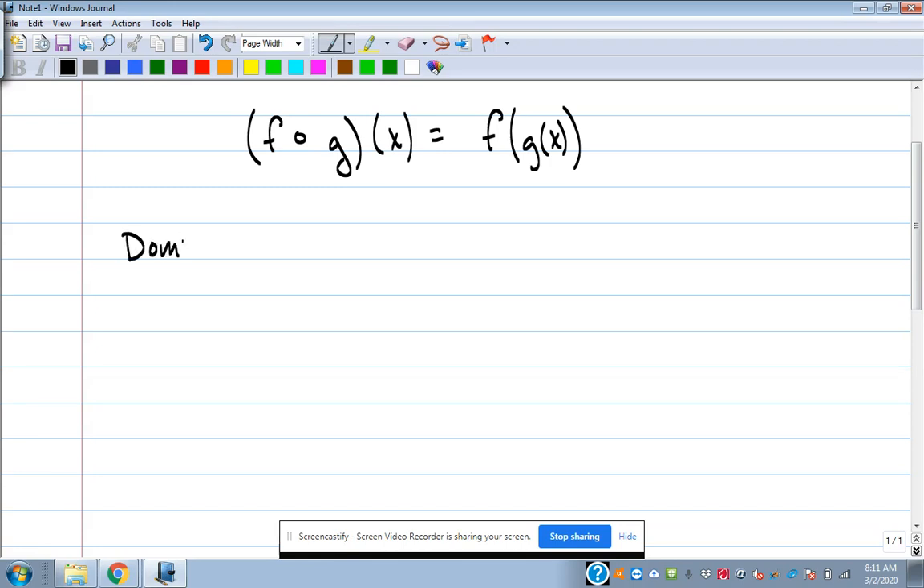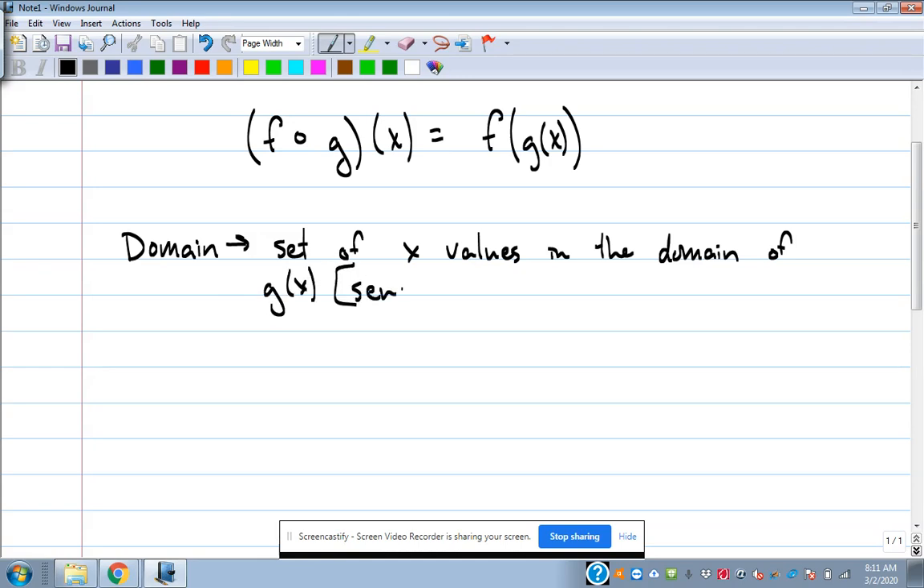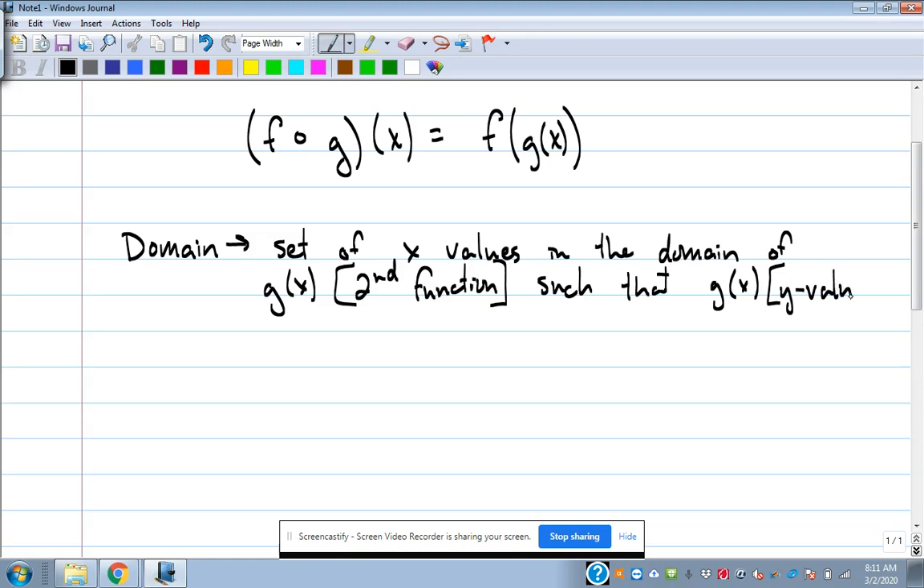So let's first describe domain. Set of all X values in the domain of G of X, and we're using G of X in terms of it's the second function, such that G of X values are in the domain of F of X, or the first function.